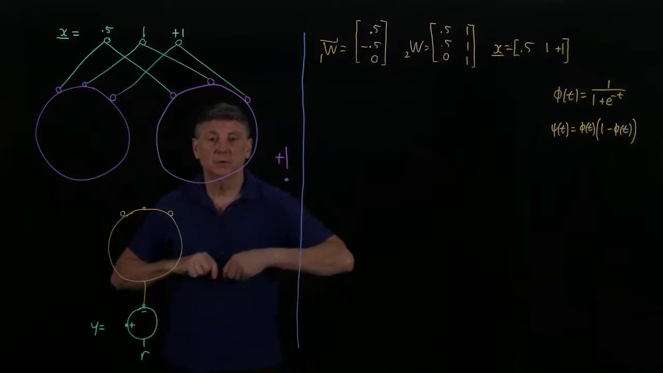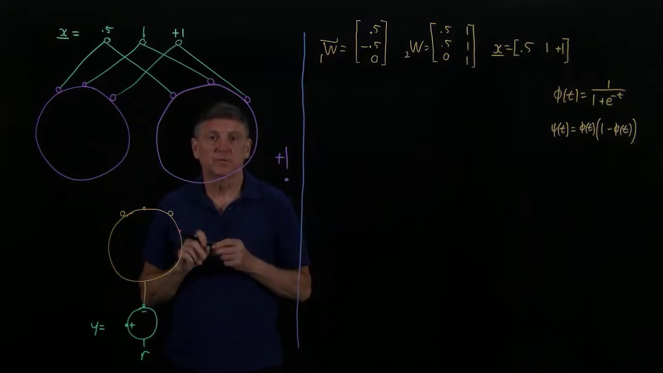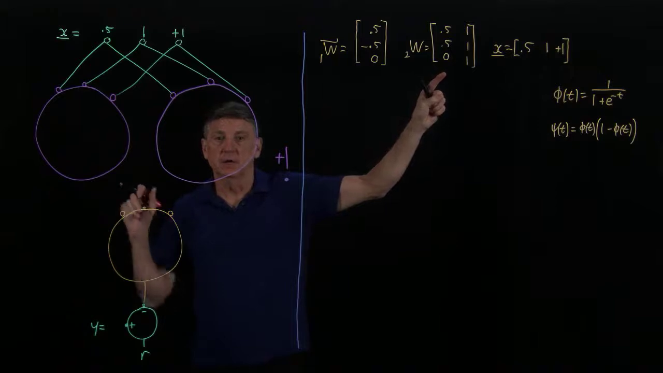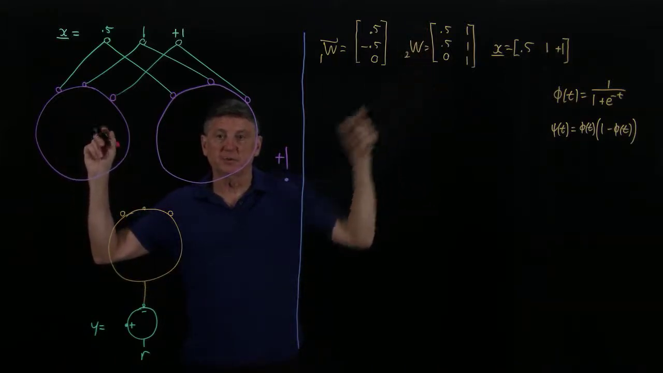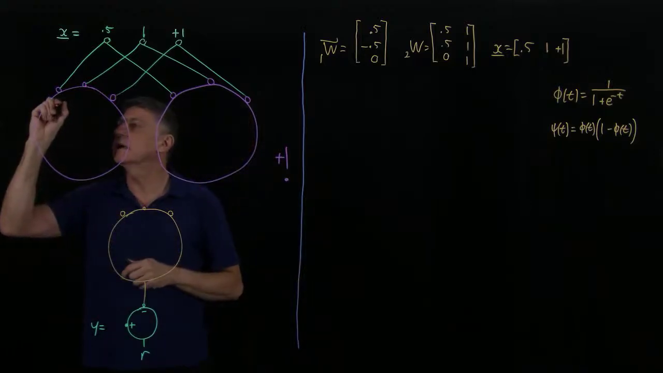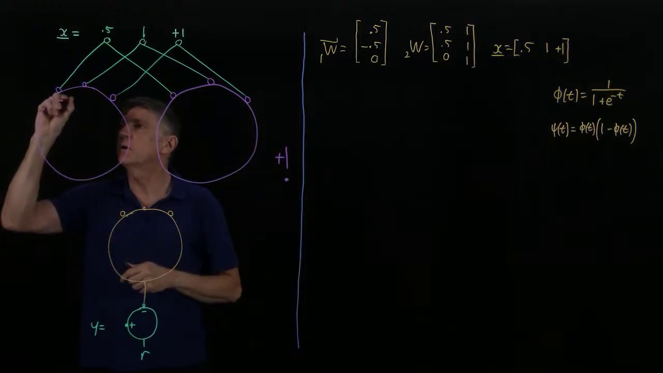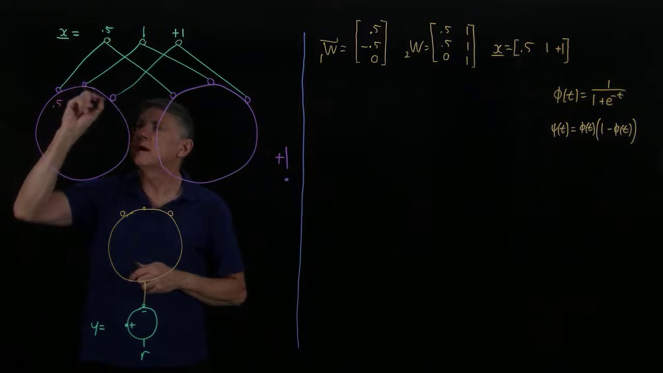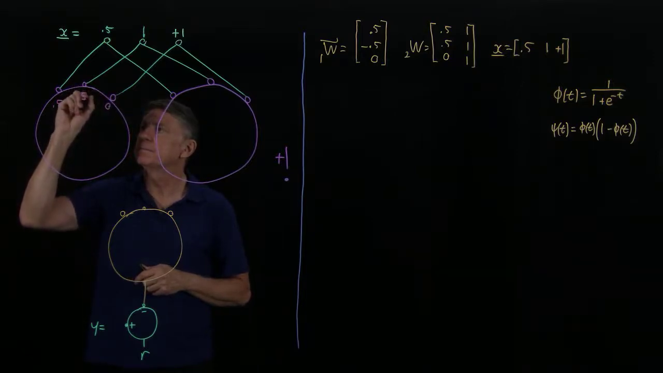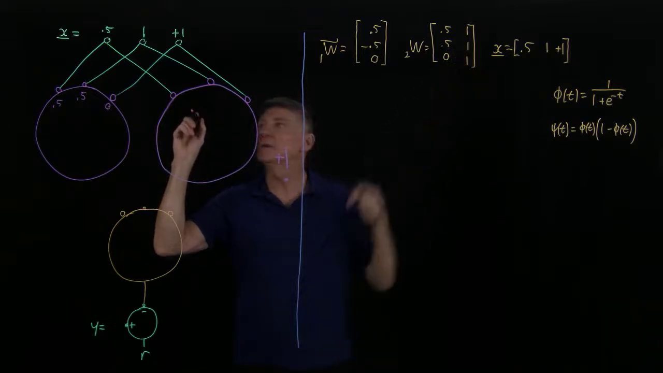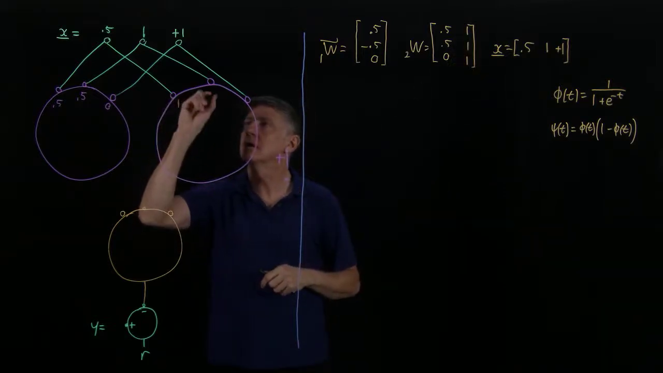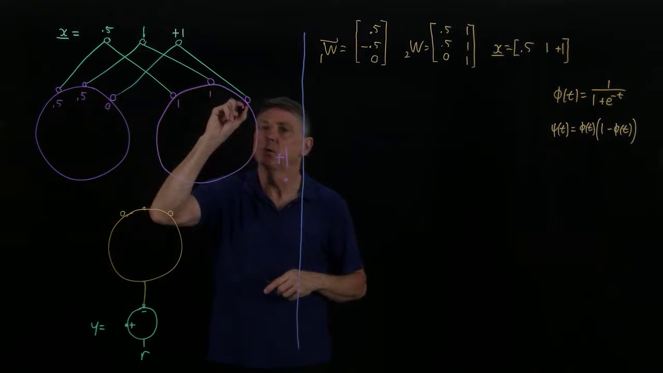The next thing we do is the weights. From the weight matrix here, the weights for this neuron will be 0.5, 0.5, 0. So I'll note those inside this drawing. So that's 0.5, 0.5, 0. And for the second neuron, the weights are 1, 1, 1. So that will be 1, 1, 1.